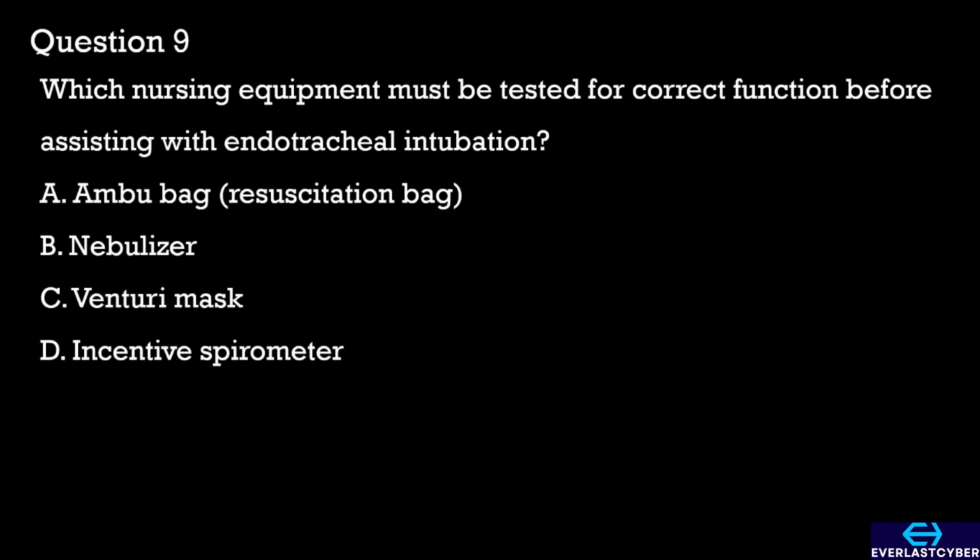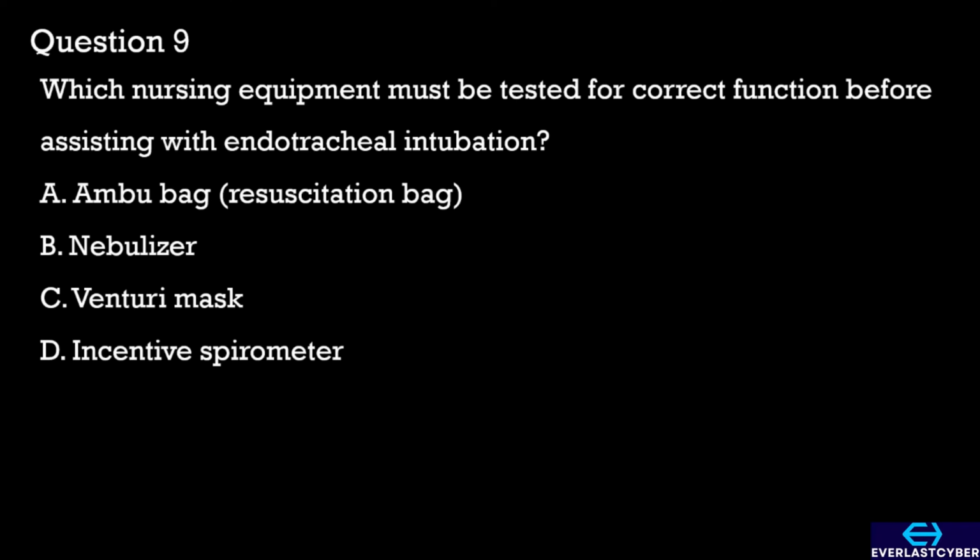Before endotracheal intubation, the nurse must ensure that the ambu bag is functional. The ambu bag is a device that is used to manually ventilate the patient if oxygenation is inadequate during or after intubation. So, testing it beforehand will ensure that the valves are working correctly and that there are no leaks in the system, and that the bag also inflates and deflates properly.